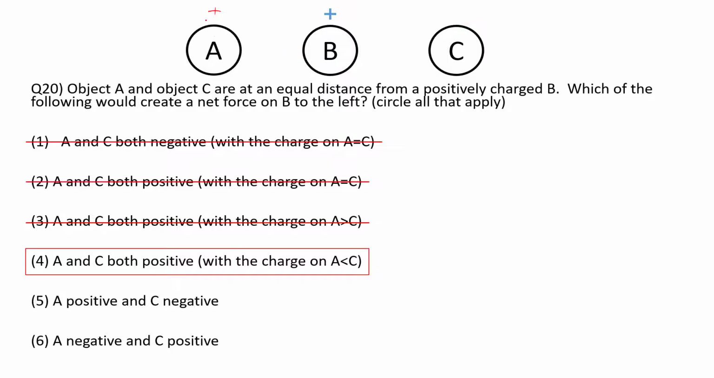If A was positive and C was negative, A is going to want to push B to the right. C being negative would want to pull B to the right, so it would be a net force to the right overall, so that's not going to work either. If A was negative and C was positive, A would attract B, and C would repel B, creating an overall net force to the left. And so those are the two possible choices out of all of these in this situation, the way it's asked.